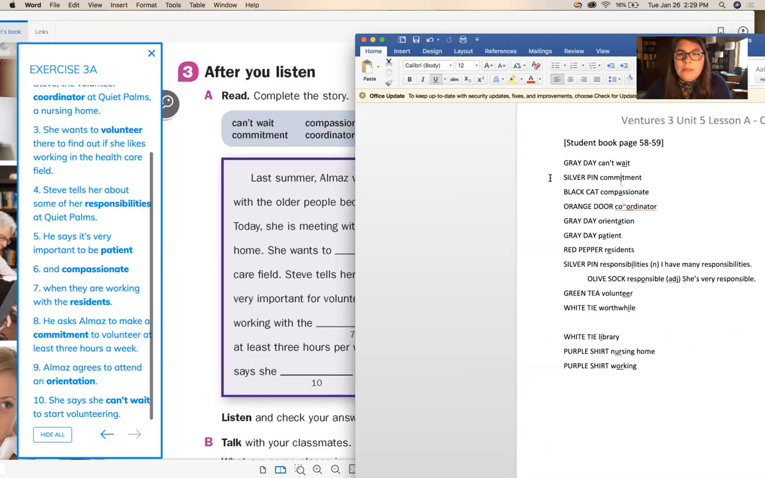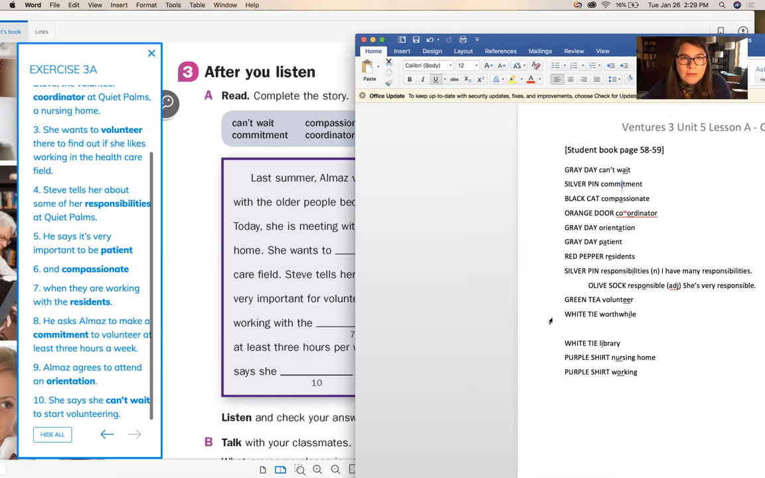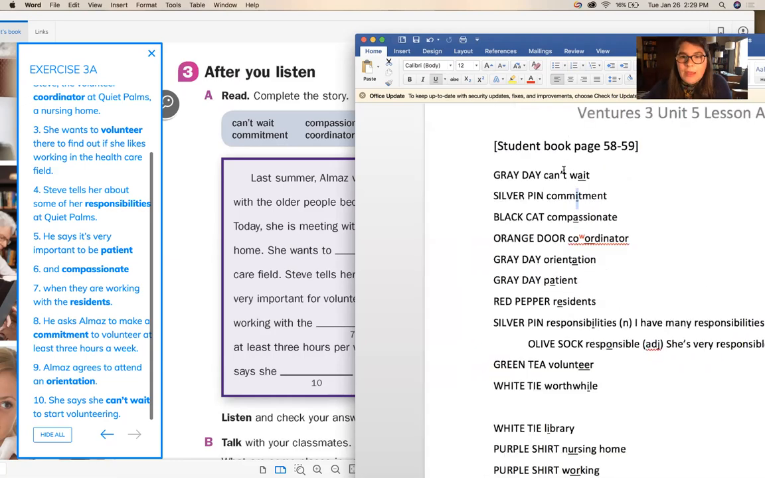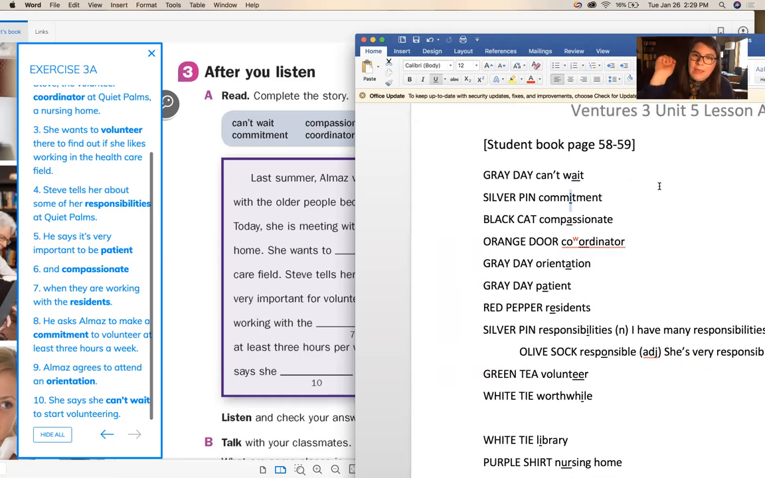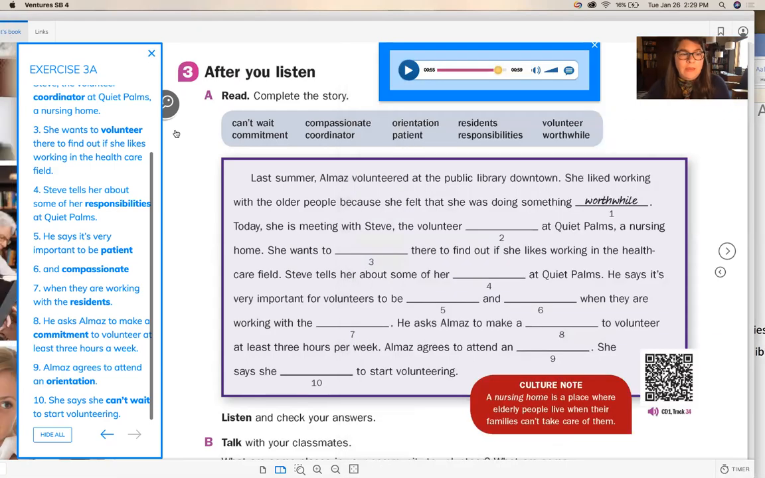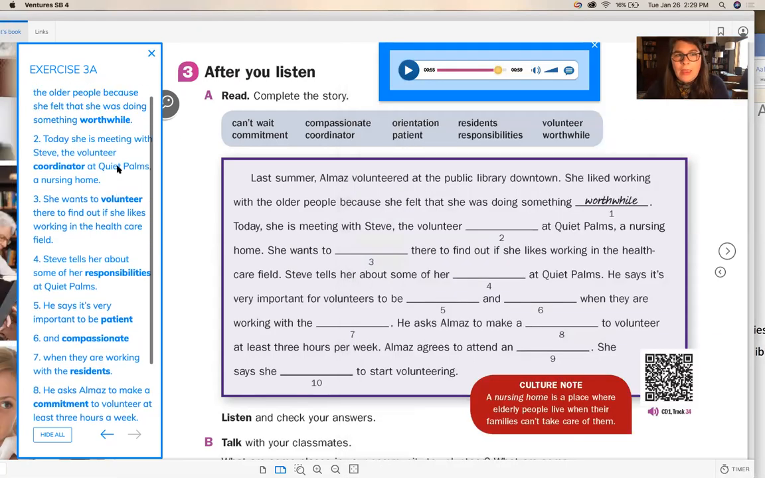So these class notes here, the color vowels, please copy them into your color vowel notebook, but not just silently. Practice them. Go through them again. Say, gray day can't wait. Silver pin commitment. Black cat compassionate. Orange door coordinator, etc. Okay, practice with your hand. That's really important. Okay, if you need to, go back and listen again and check your answers.